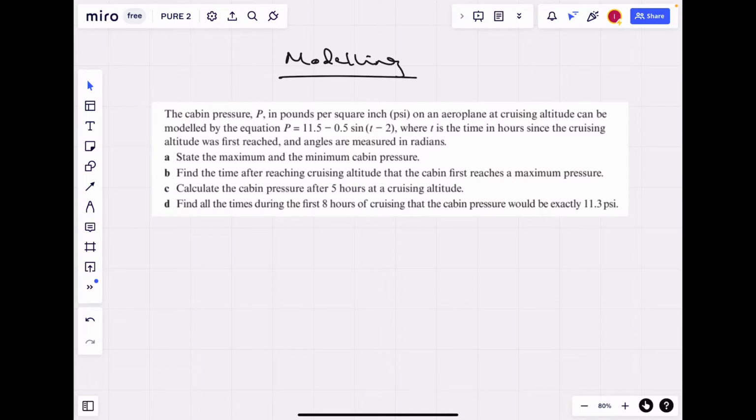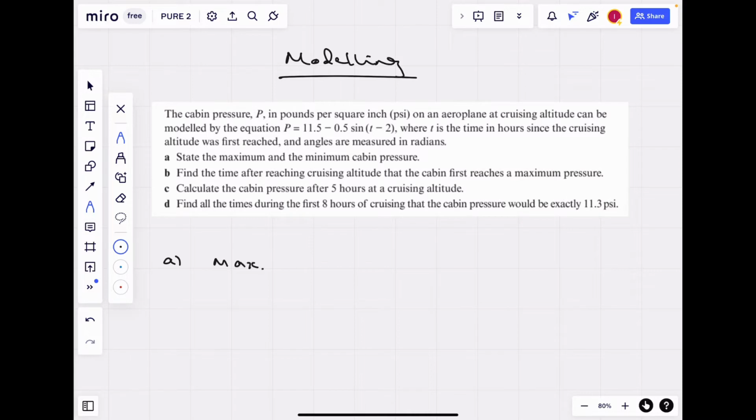Okay, first one. State the maximum and the minimum cabin pressure. Right. In this case, notice how this is negative. So you have a negative sine function. Where usually the minimum for sine is -1 and the maximum for sine is 1, because you've got this negative here, everything gets flipped upside down.